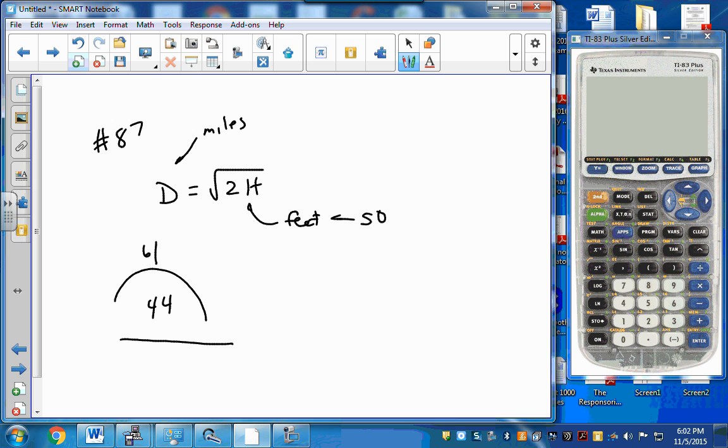And then I have to figure out how far that person can see. So the distance is going to be the square root of 2 times 50, which is the square root of 100, which is 10. Okay, so this person can see 10 miles to the horizon.